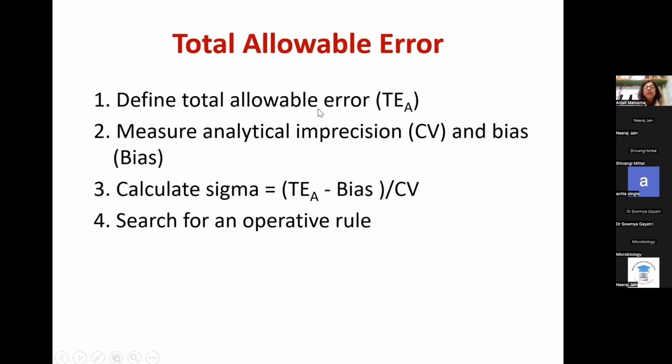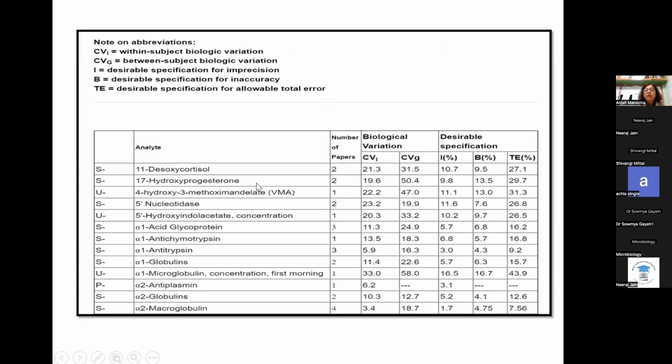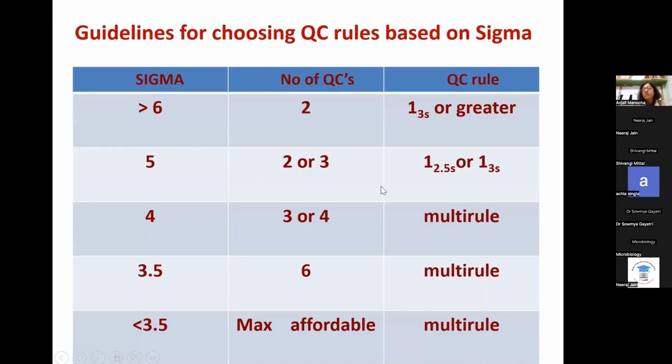Now, there is something known as total allowable error, which most of us are not doing right now, but it is what is going to be the future, in which we define the total allowable error that is given already by bodies like Ricos-Carmen, CLIA, or other regulatory bodies, and calculate the sigma. Sigma is calculated by total allowable error minus bias, divided by CV. And once we calculate the sigma, we follow these rules.